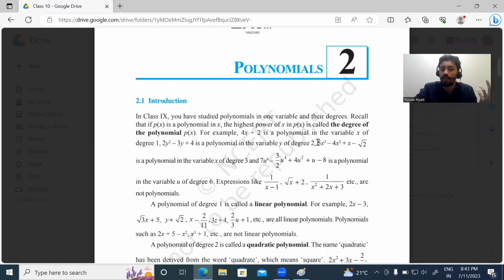If you take this algebraic expression, all the exponents of the variable x are whole numbers: 3, 2, 1. So we can say that this is a polynomial. Such algebraic expressions are known as polynomials.